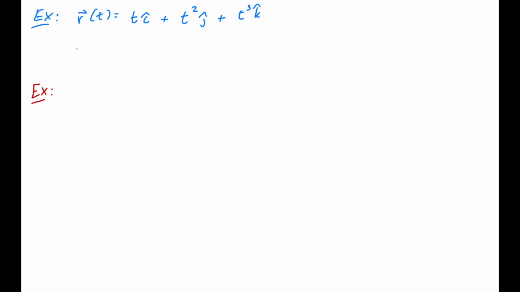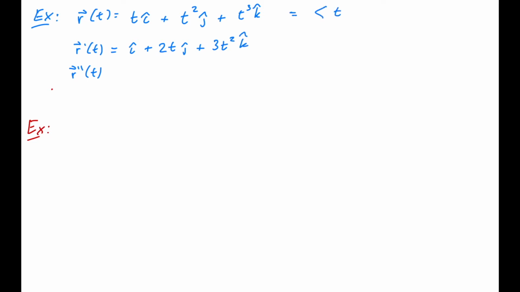For this one, find r prime, and you can even find the second derivative in the same exact way. Pause the video, try it out. 3, 2, 1. What's the derivative of t? Just 1, not 0. I hope you still wrote an i component. 2t in the j component. The power rule in the k component as well.